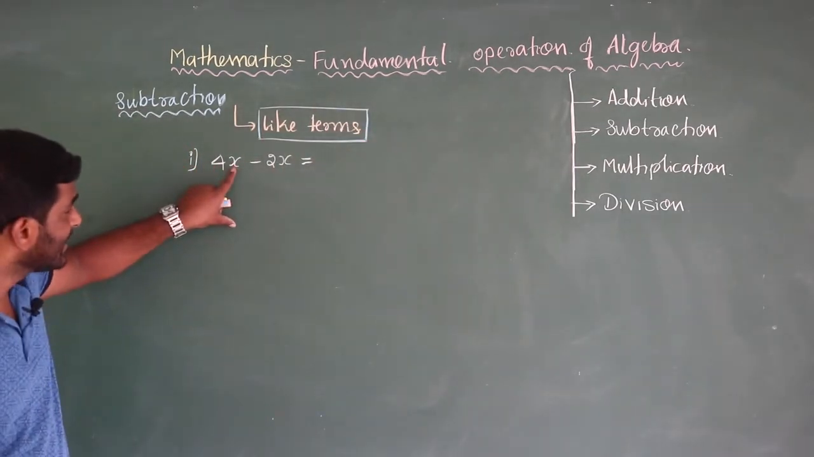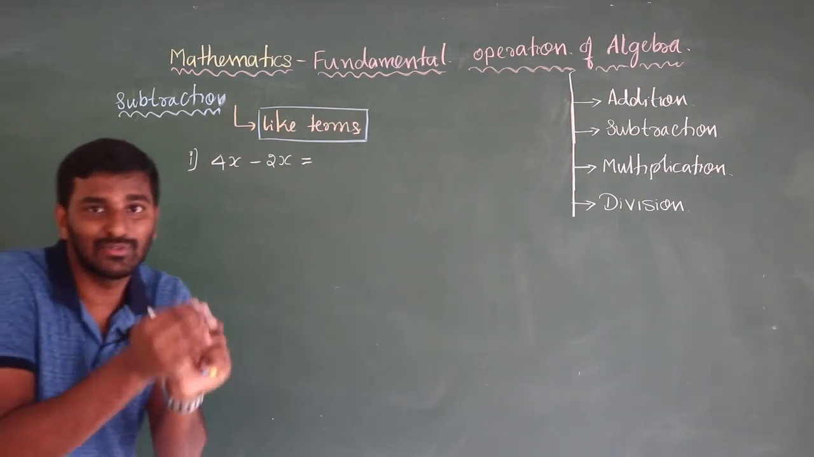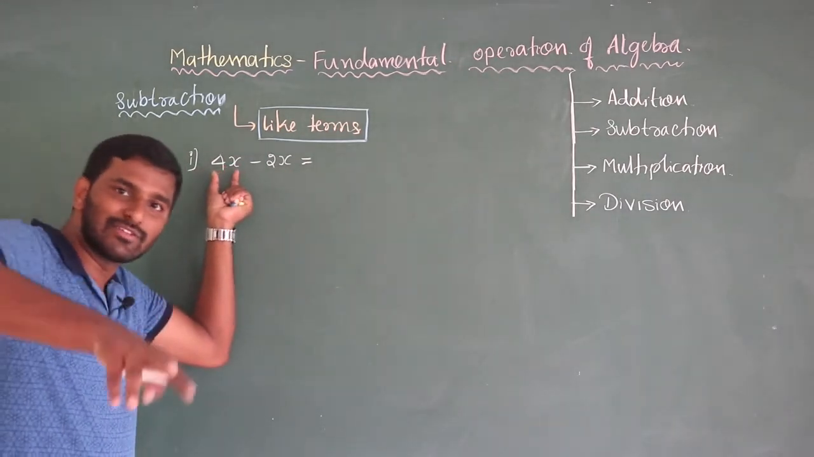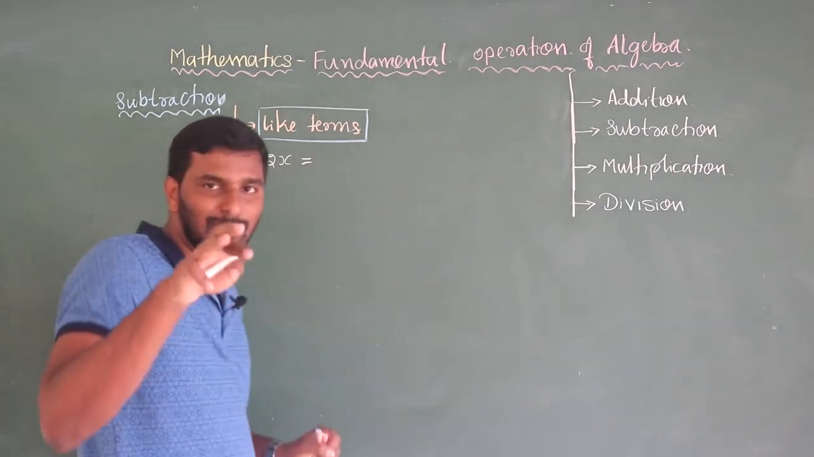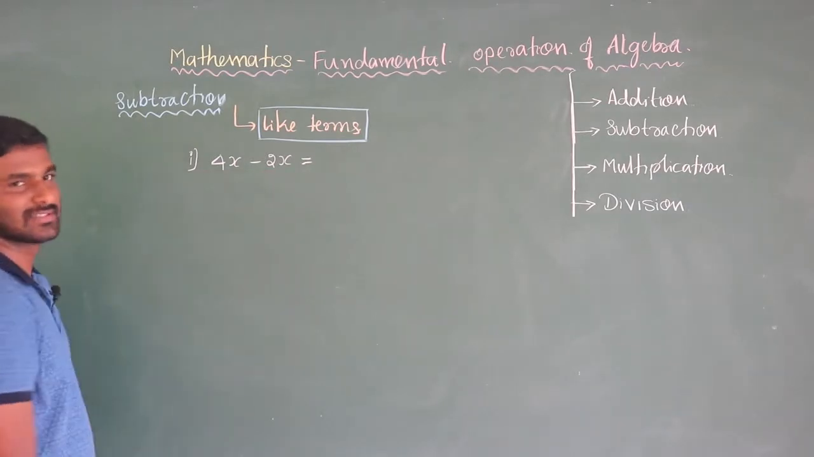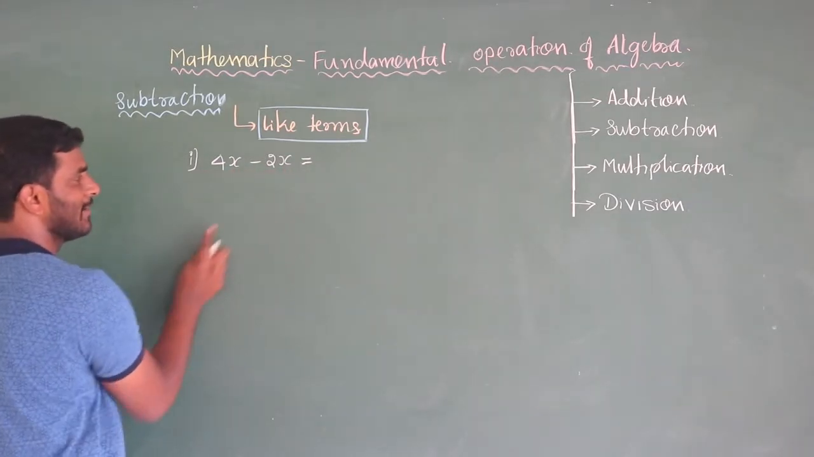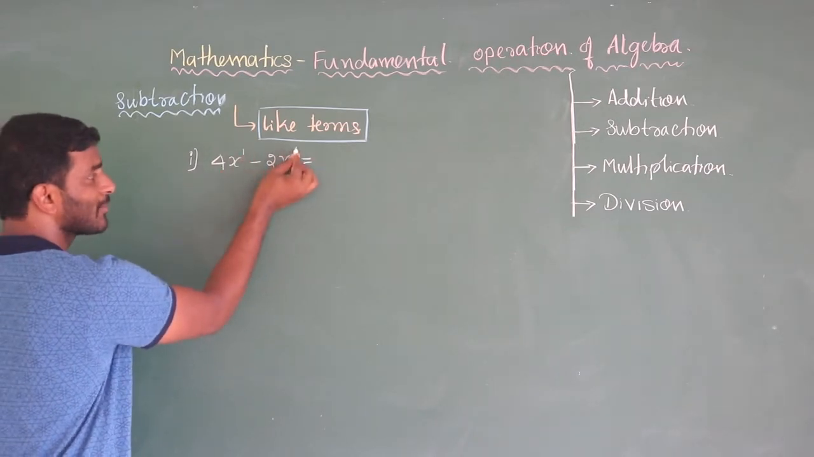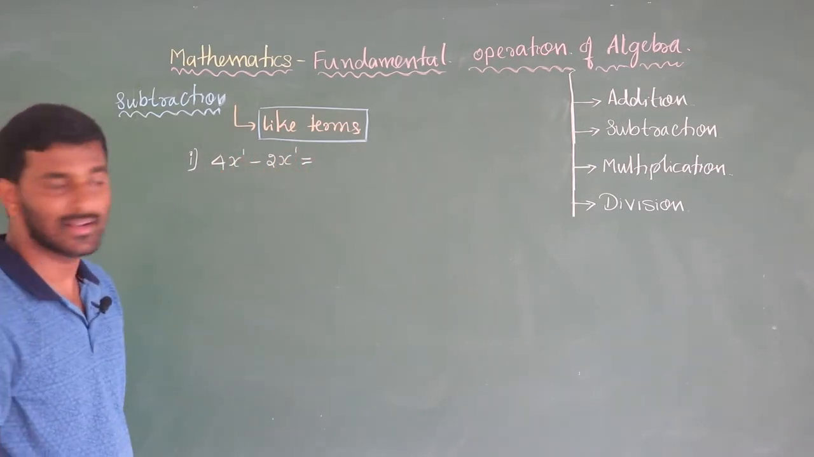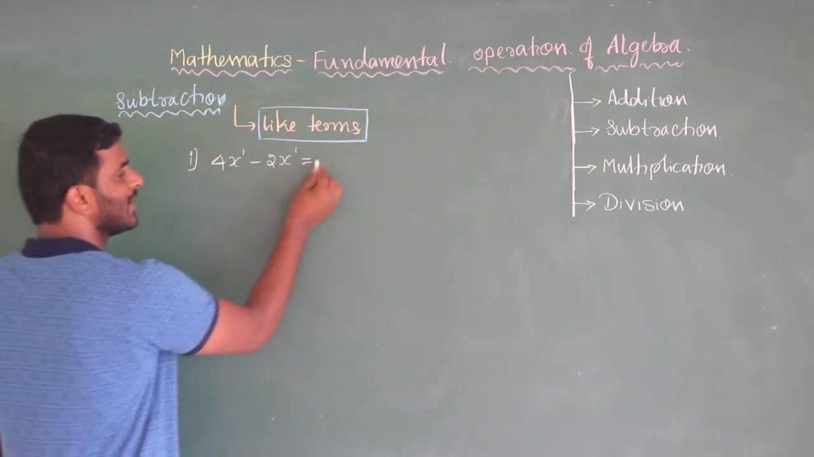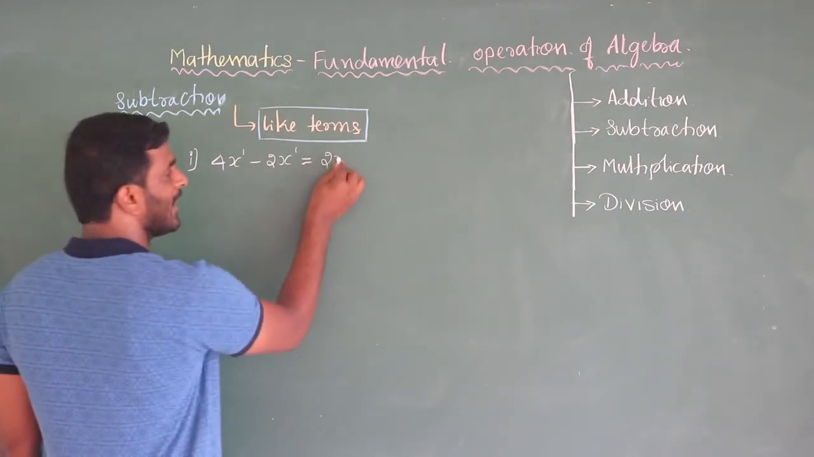Because here the base is same, you just only observe the variable. The combination of constant and variable is also known as variable itself. 4x minus 2x. The base is same, the degree is also same. Correct? So 4 minus 2. Take only constant. 4 minus 2. Hence it is 2. 2x.